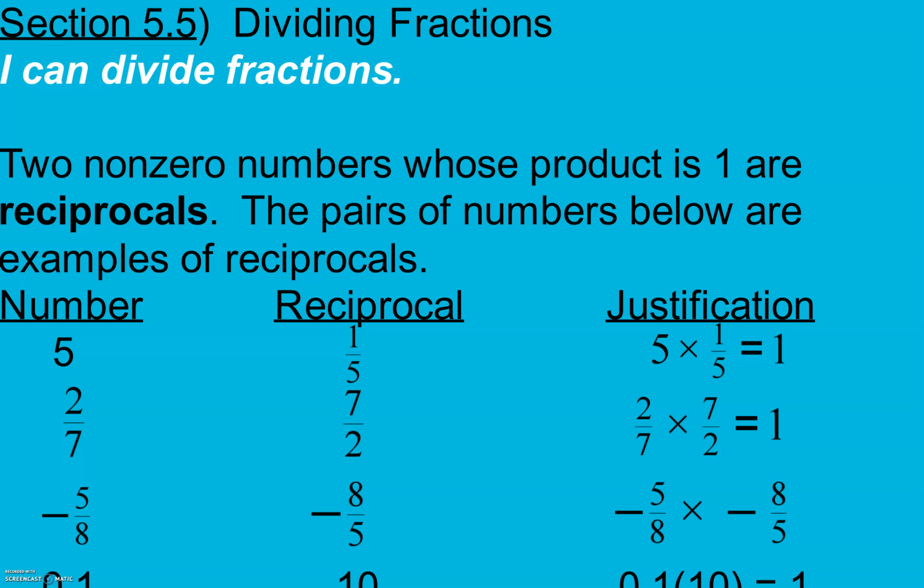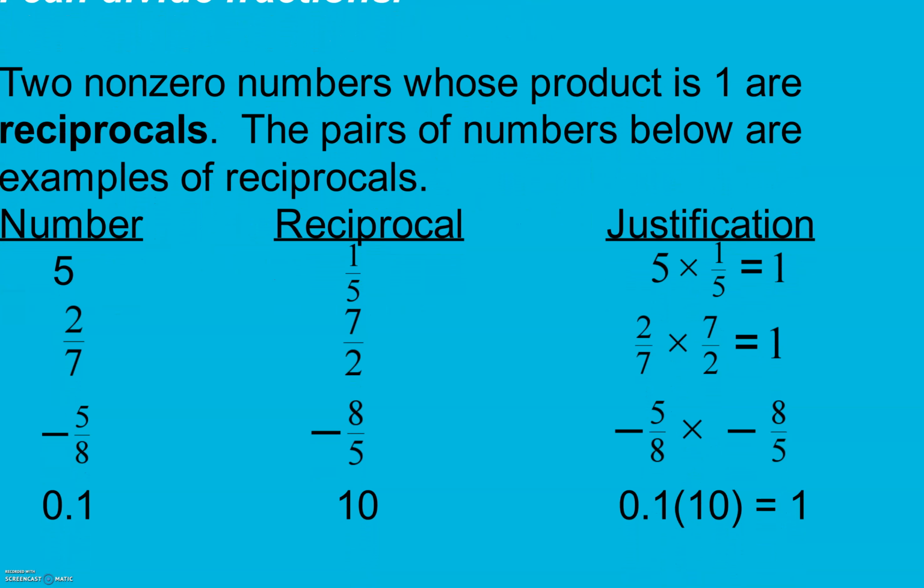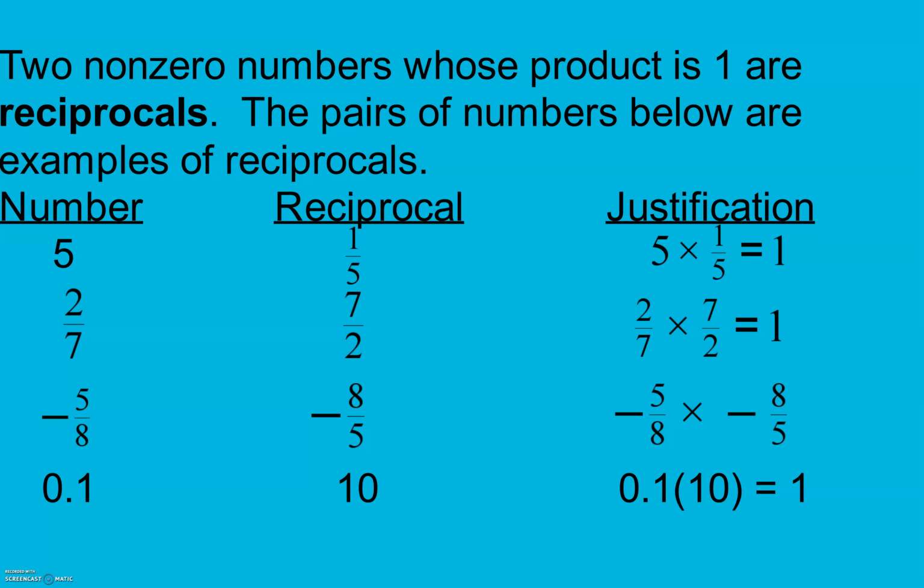5 and 1/5, 2 sevenths and 7 halves, negative 5/8 and negative 8/5. And we have decimals there as well, 0.1 and 10. So to make a reciprocal, once we have them written as a fraction, we take the top to the bottom, and the bottom to the top. We flip. So a lot of times you'll hear these called reciprocals because we flip them. Bottom goes to top, top goes to bottom.